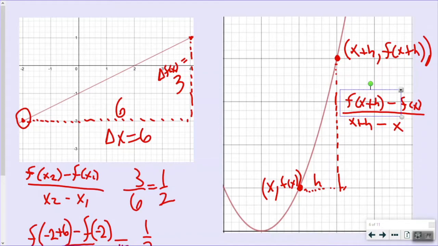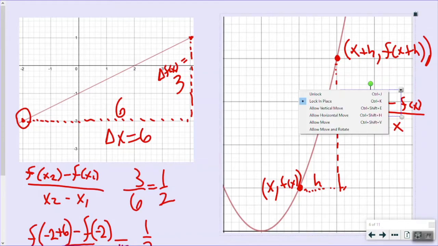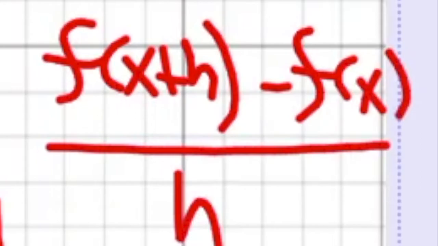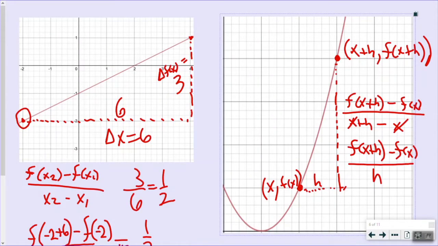Is h the same value in the top and bottom? Yes. Can we simplify this? You can cancel out. Right, I cancel out this x minus x. What that's saying is that with this function, I can find the slope anywhere on this curve. We call this our derivative.